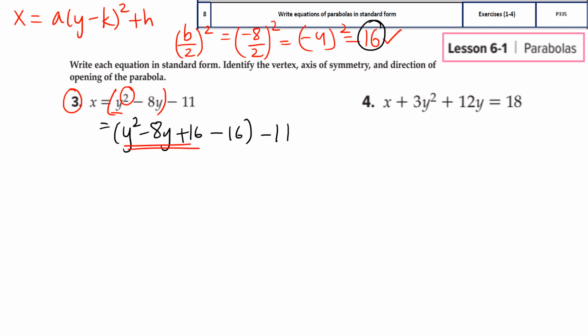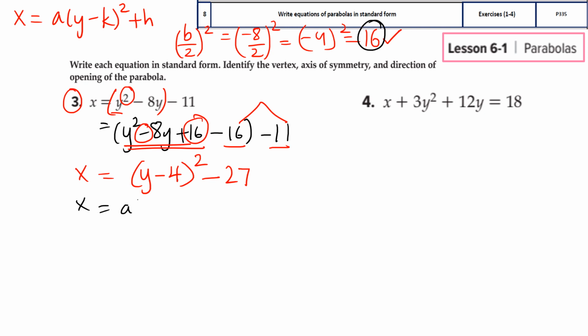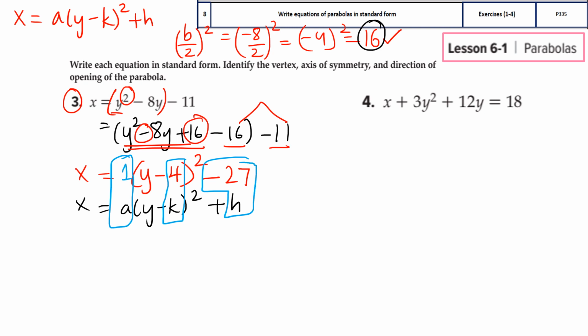So now I can combine these three terms. This is a square, this is b square. So y minus, why did I choose minus? Because there's a negative, and 16 is the perfect square of 4, so y minus 4 whole square, and I combine these two negative numbers. So what I do is just add them and retain the negative sign. Okay, so have I reached what I wanted? Perfectly, yes. I can compare this with a times y minus k whole square plus h now. So I know my a is 1, k is 4, and h is minus 27. You can write it here, a is 1, h as minus 27, and k as 4.